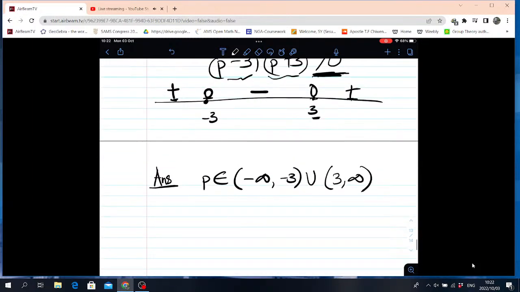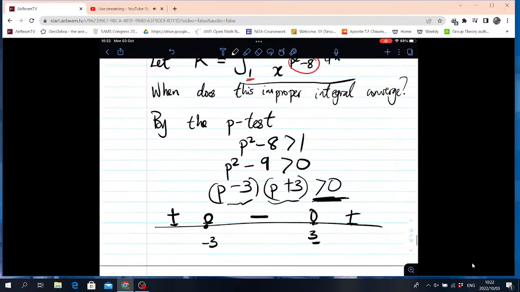Right, so the answer is this, and we used the p-test here. So we'll continue tomorrow and look at the comparison test, and then we'll look at type 2 improper integrals.